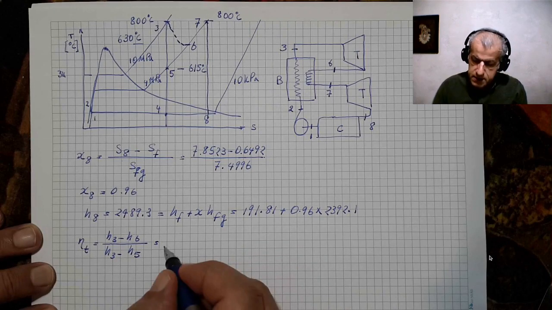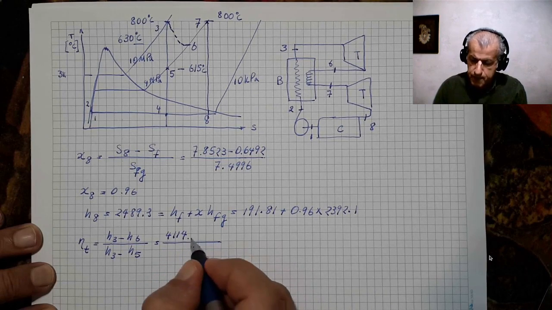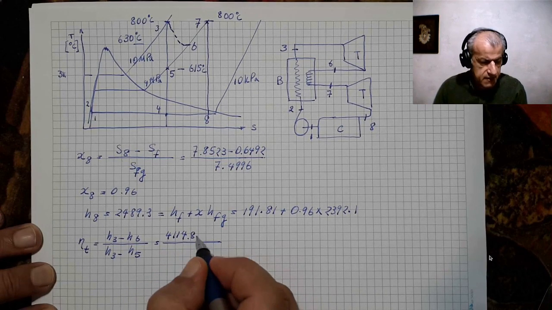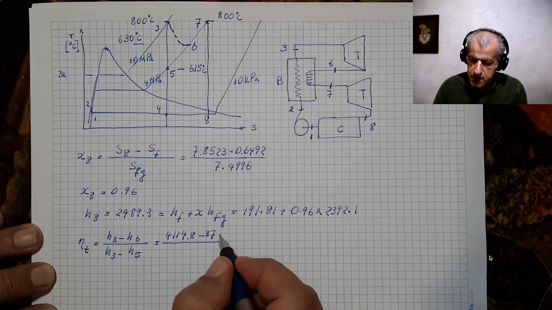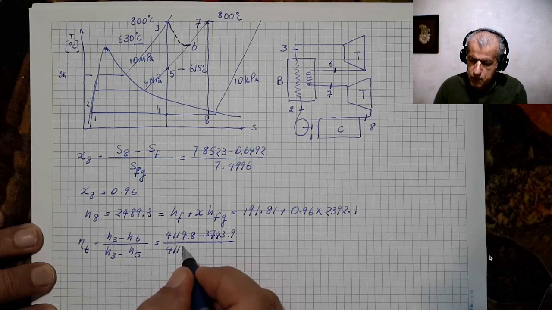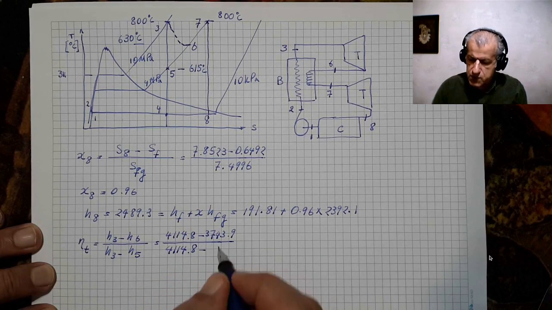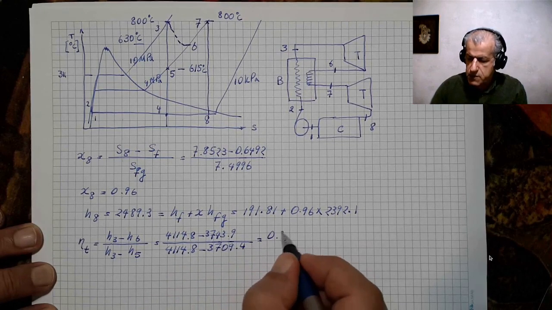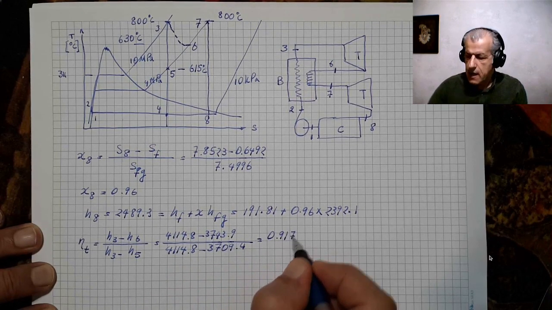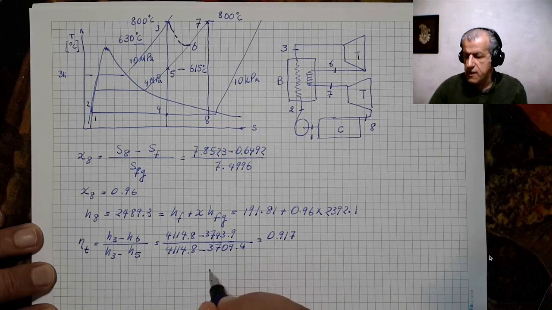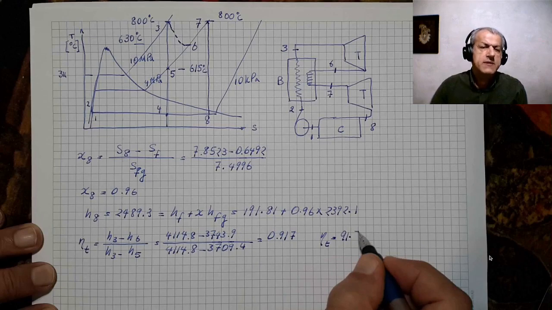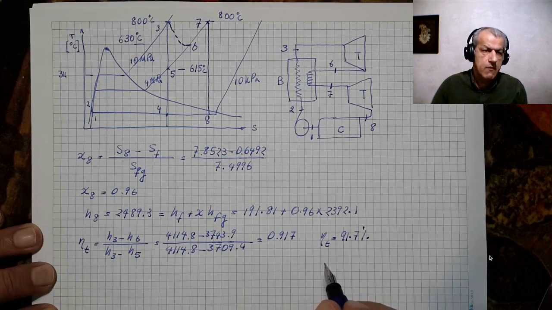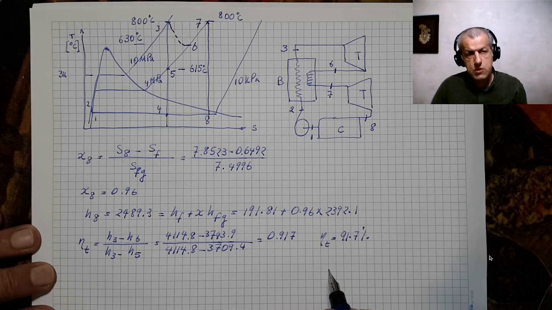And it is 4114.8 minus 3743.9 divided by 4114.8 minus 3709.4, and the outcome is 0.917, which means that our turbine has an efficiency of 91.7%, which is quite normal for axial flow turbines, and turbines in power plants usually have the same efficiency.